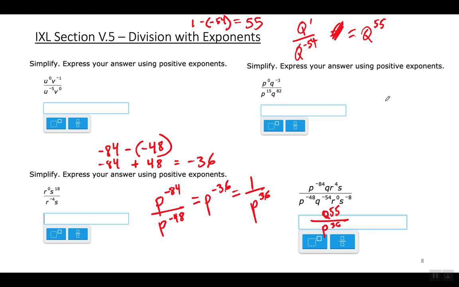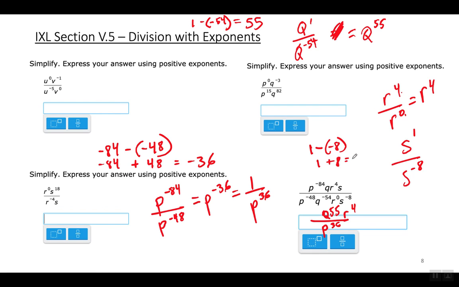The r's are r to the 4th power over r to the 0 power. 4 minus 0 equals 4, so that just gives you r to the 4th power on the top. And the s's, I get s to the 1st power on the top, s to the negative 8th power on the bottom. 1 minus negative 8 is going to become 1 plus 8, which equals 9. So s to the 9th power goes on the top. And that's my answer.